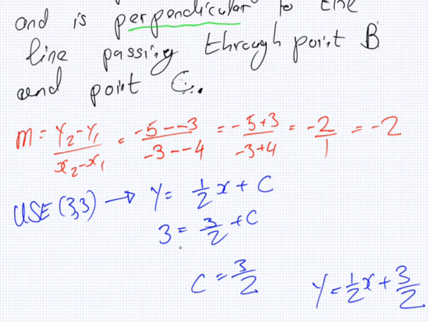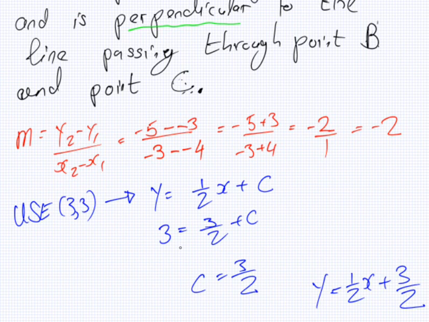Okay, so after you draw, now I want you to find L. Let me draw it here for you. So here is BC, and then L is perpendicular to the BC line, and L also passes through A. So this is line L, the green line. Find the M and the C.